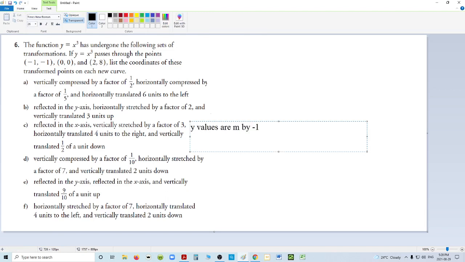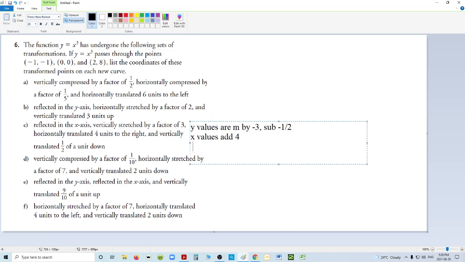And stretched vertically by a factor of 3, so not by -1, but -3. Then horizontally translated to the right and vertically translated. Oh, they added a vertical translation afterwards. So they added a vertical translation of a half down, so subtract a half. Horizontally translated to the right by 4, so x values just add 4.